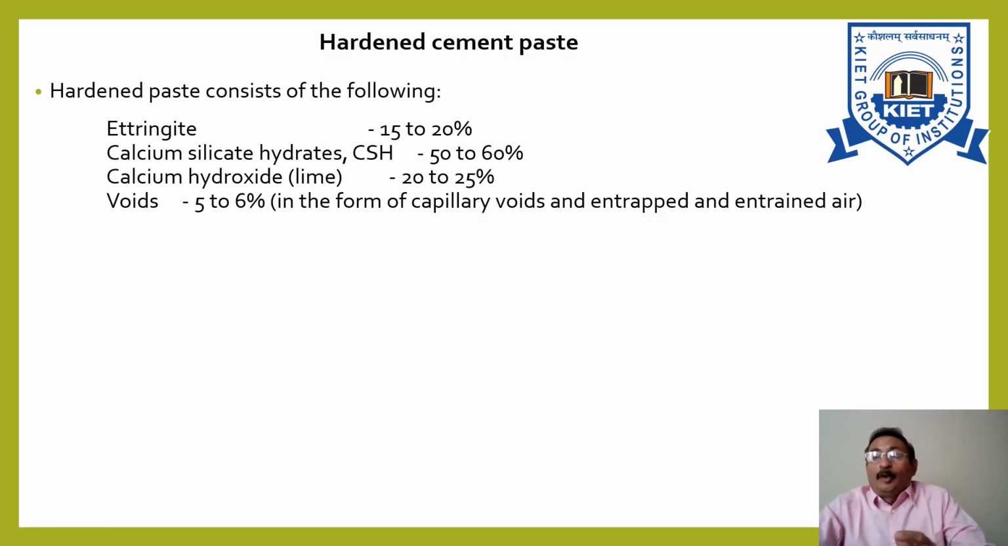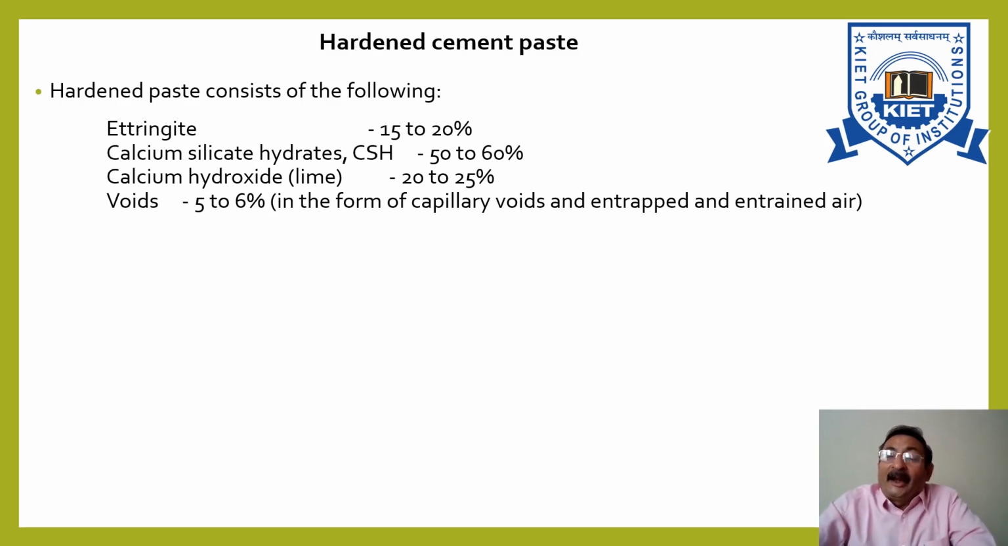Now, due to this reaction, pure tricalcium aluminate with water, the reaction is very fast and it may also lead to flash set. To prevent this flash set only, we had added gypsum in the cement in the clinkering zone at the time of grinding.